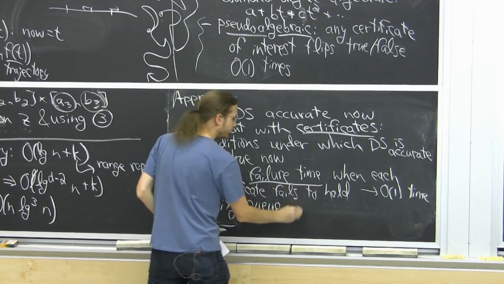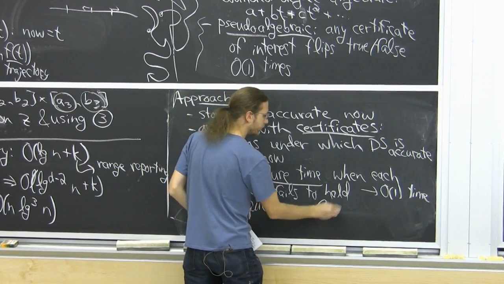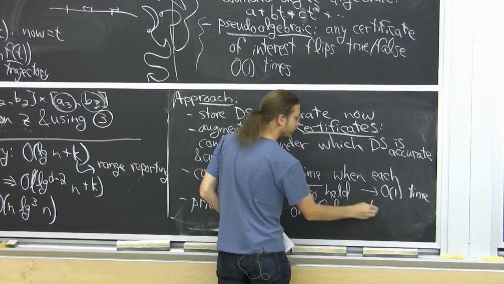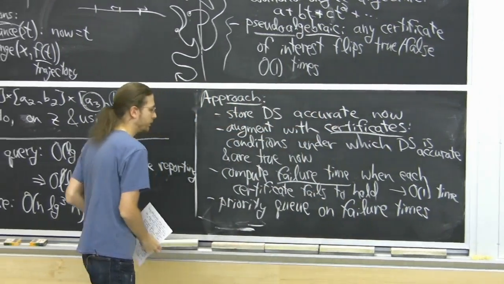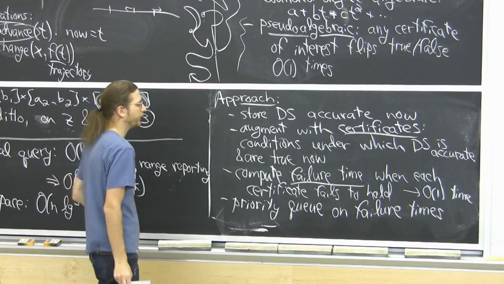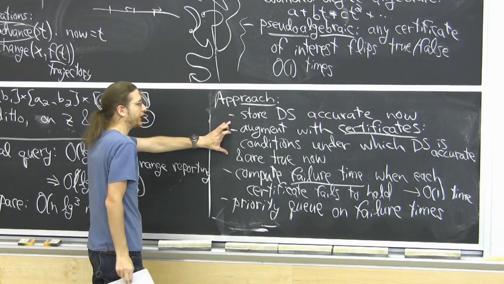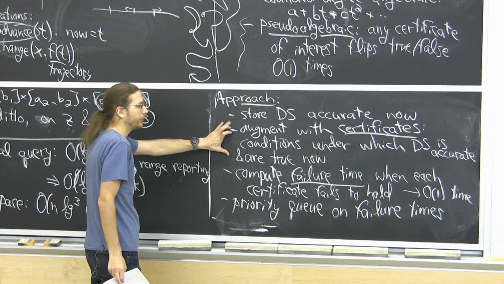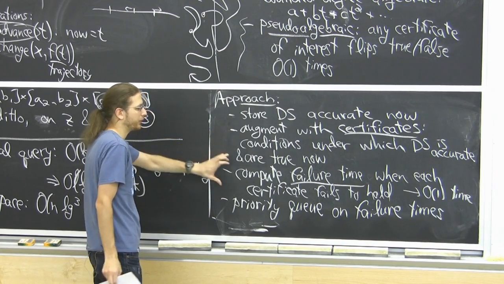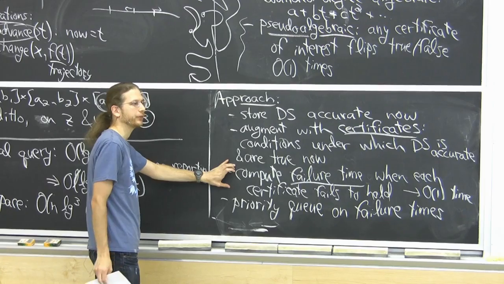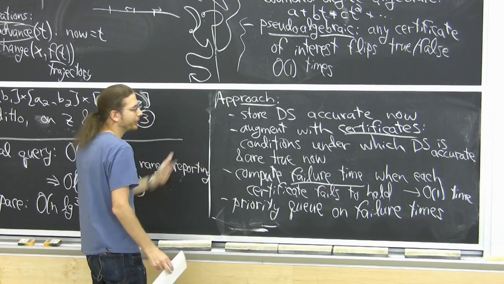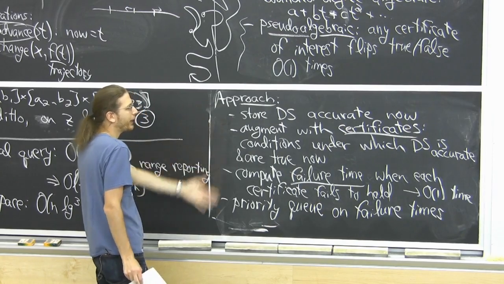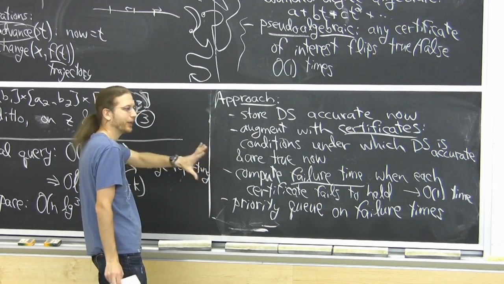So is it required that a certificate needs to be valid, to check that a certificate is true? Yeah, so I'm assuming checking a certificate takes constant time, whether it currently holds, and computing the failure time takes constant time. Yeah. I mean, you could assume it, or maybe you pay a little more. This is how we're going to build the data structure. So whatever it costs, it will cost.